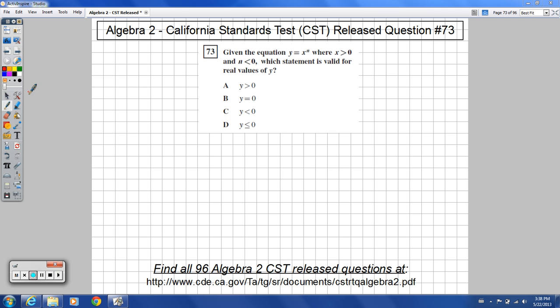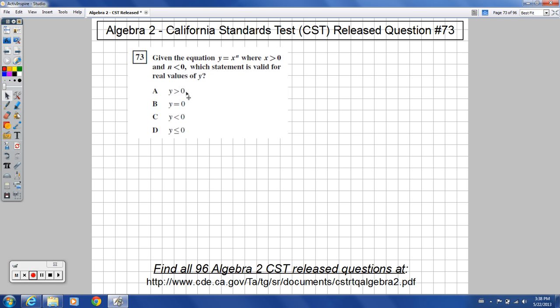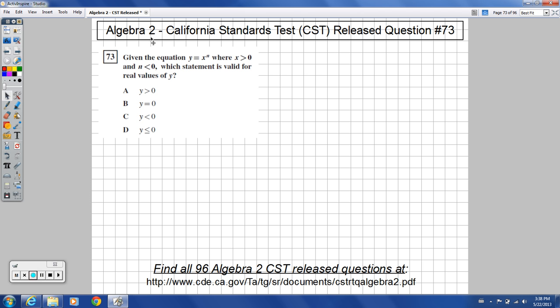Hi there, welcome to release question number 73 for the Algebra 2 CST questions. You'll notice I put a grid on this one because I think it's going to be helpful to actually draw a graph. But here's what it says.